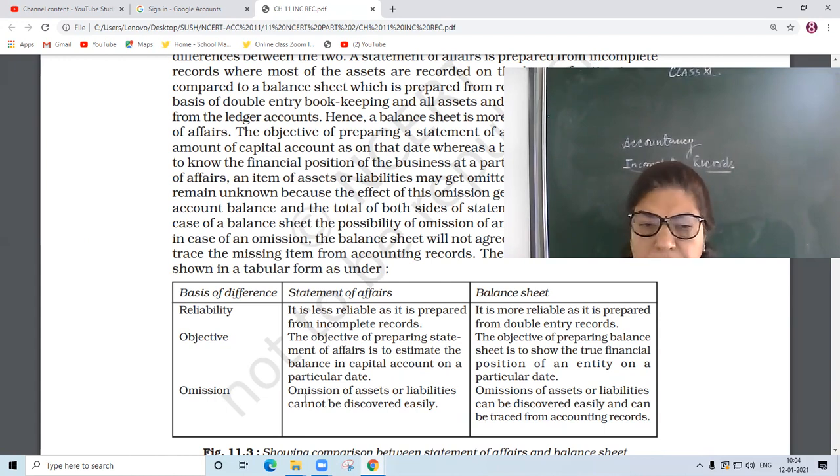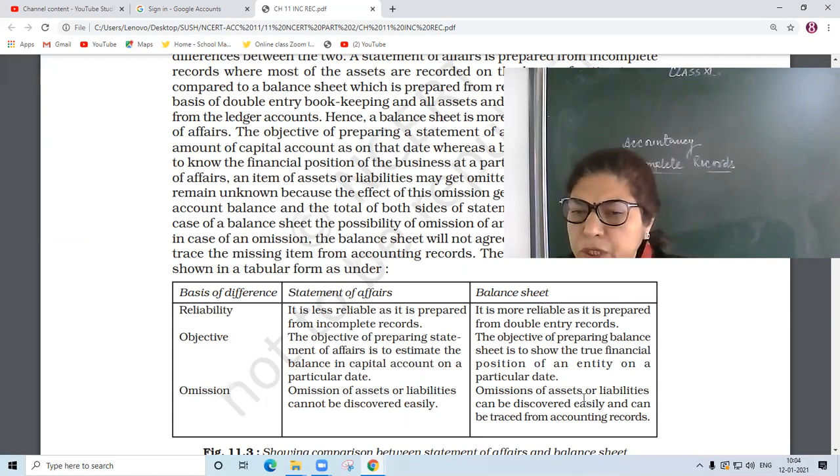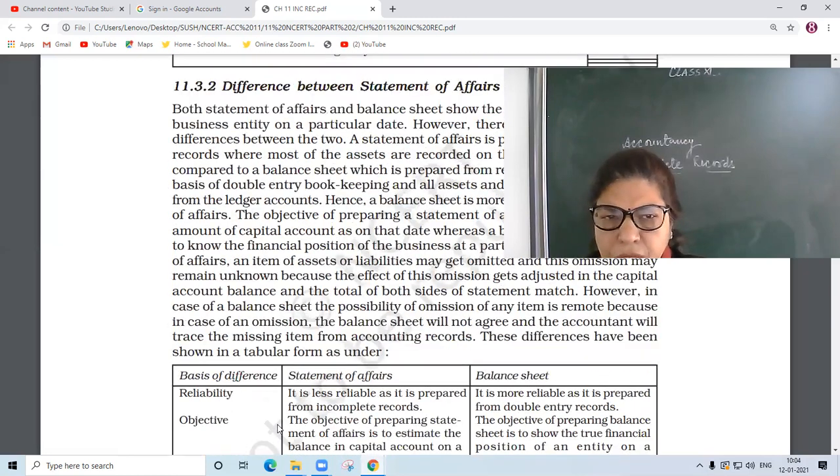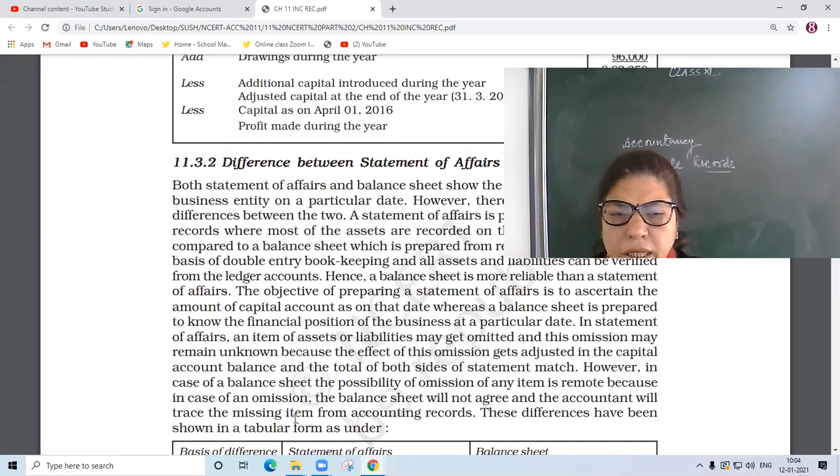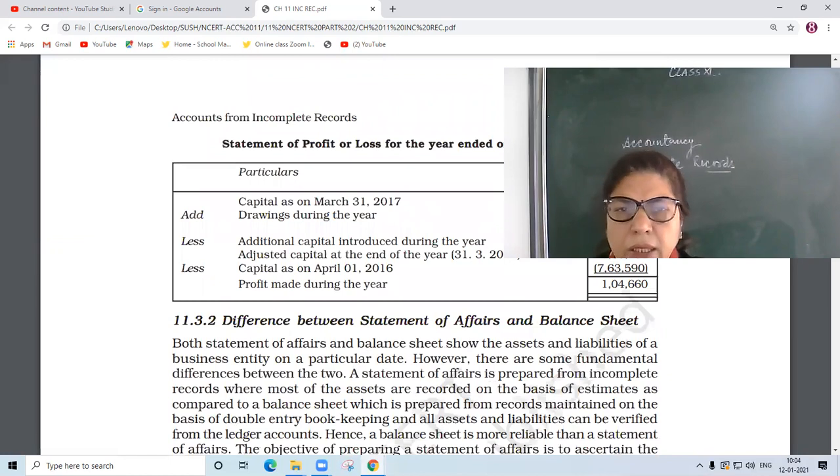And it is very difficult to find out any fraud or cheating under the statement of affairs. It is very difficult to get complete, accurate, authentic information. But in the balance sheet, generally we find the true financial position. The income tax authority will not accept the statement of affairs, but the balance sheet is acceptable every year. So today we completed the numericals and theory part of this topic.